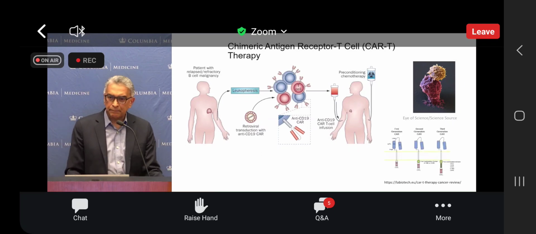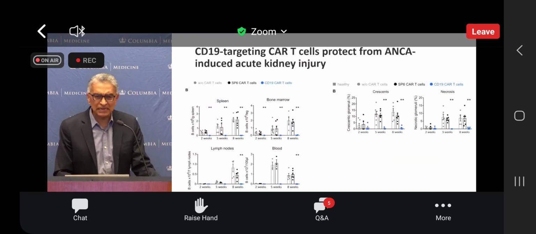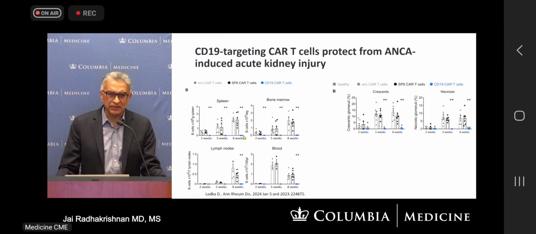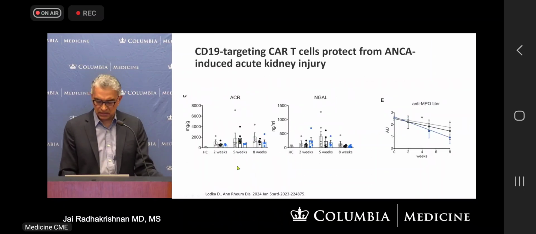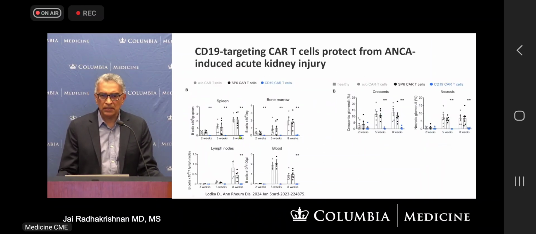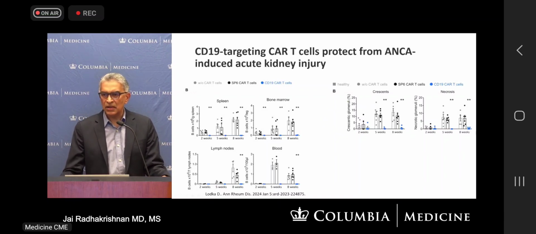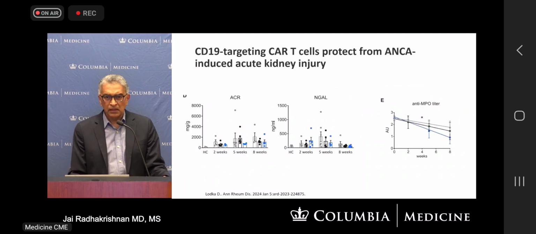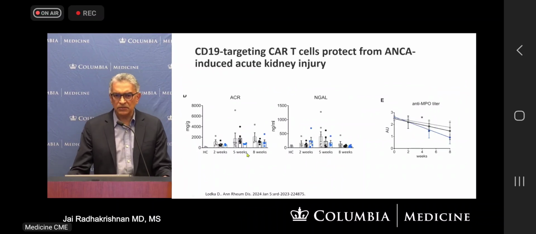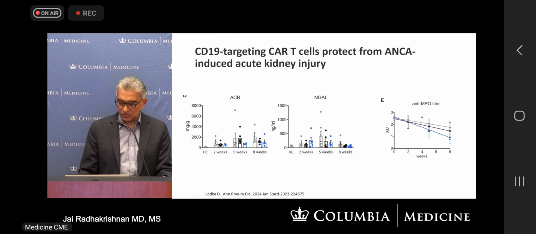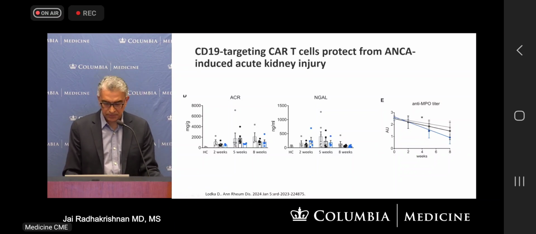There's a preclinical model in this, and they looked at CD19 CAR T cells, and you can see at 8 weeks after infusing CAR T, there were no cells in blue in the spleen, bone marrow, lymph nodes, or in the peripheral blood. So complete depletion. Clinically, these mice had no crescents and no necrosis. So pretty powerful. When you look at the biomarkers, the albumin-creatinine ratio was lower. NGAL, which is a kidney injury molecule, was low. And your ANCA titers also came down nicely in the blue group.